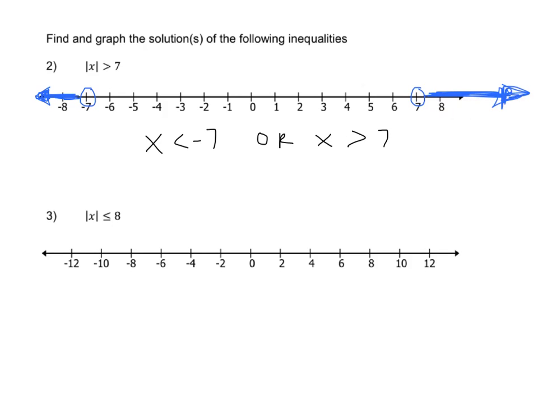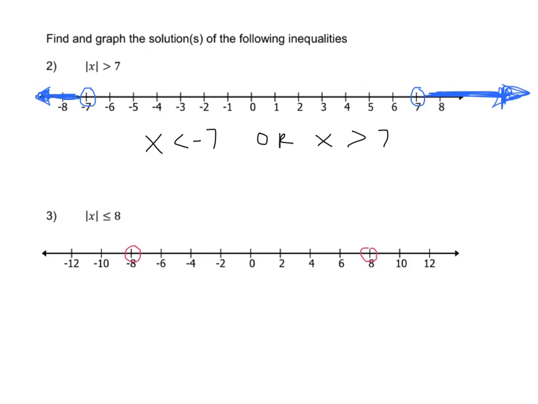Number 3, the absolute value of x is less than or equal to 8. Whatever x is, its distance away from 0 has to be smaller or equal to 8. The distance away from 0 has to be smaller or equal to 8. Well, where is the distance away from 0 equal to 8? That's going to be at 8 and at -8.